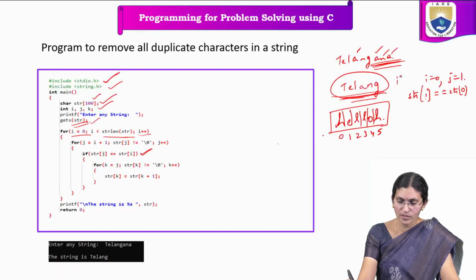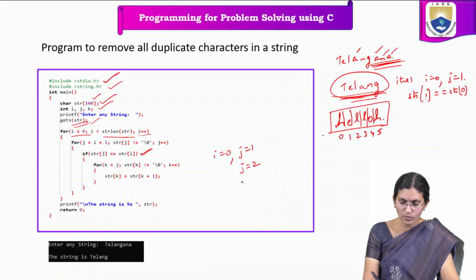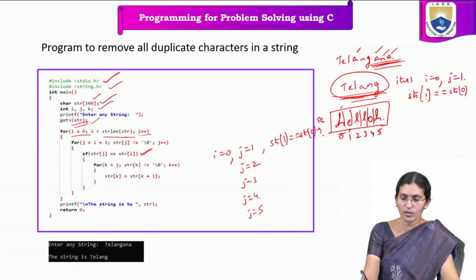Similarly, in the first iteration of the outer loop, i is equal to 0, j is equal to 1. This will repeat for the length of the string: j is equal to 2, 3, 4, 5. So for this, is str of 1 equal to str of 0? These two are not equal, therefore this condition is false.